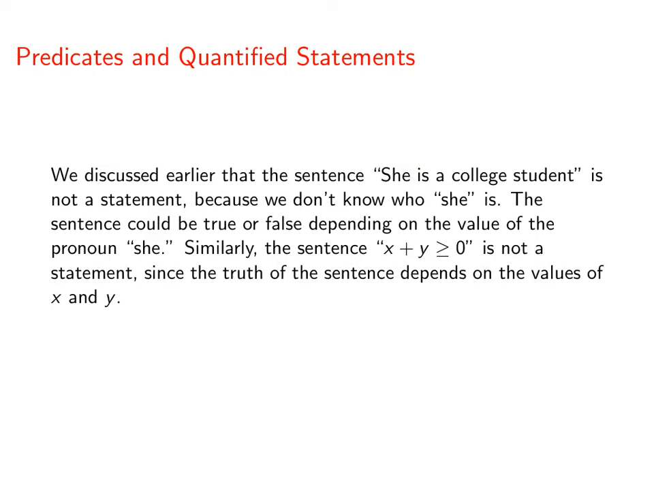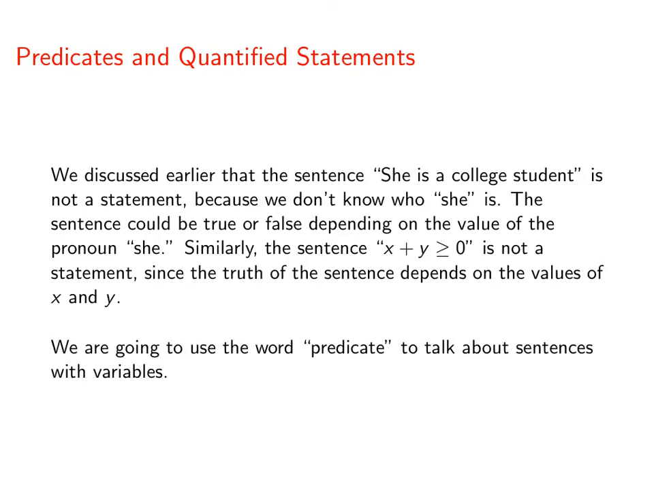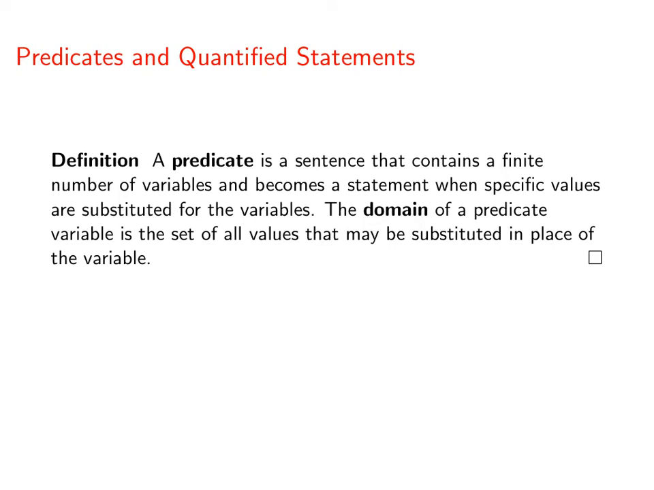In a similar way, if we write down some mathematics, x + y ≥ 0 is not a statement, since the truth of this sentence depends on the values of x and y. Now we're going to use the word predicate to talk about sentences that have variables in them. Let's make a definition. A predicate is a sentence that contains a finite number of variables and becomes a statement when specific values are substituted for the variables. The domain of a predicate is whatever we're allowed to plug in.